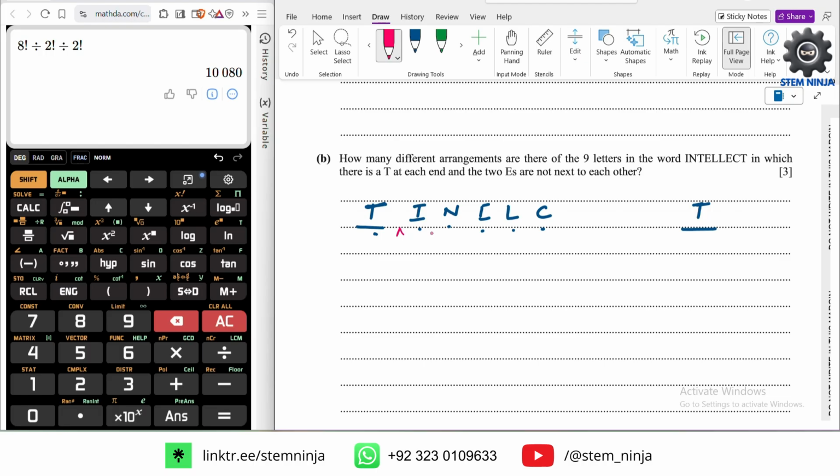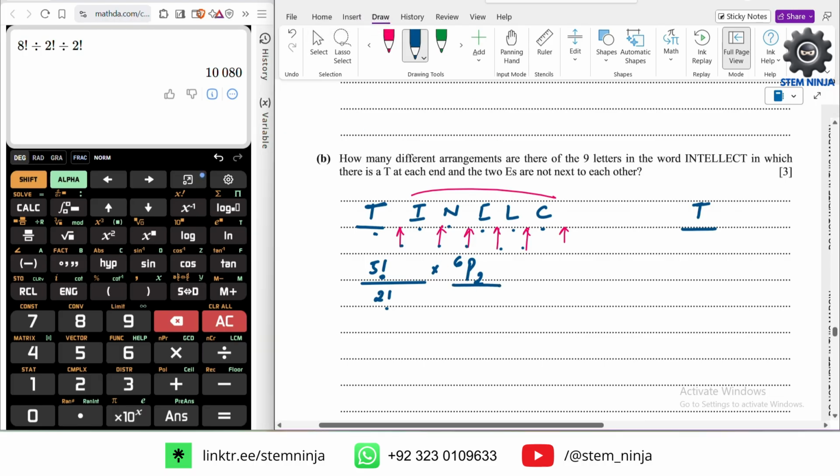So we can have E over here, E over here, E over here, E over here, E over here, and E over here. So these 5 will have different arrangements. 2 L's duplicate, times by 1, 2, 3, 4, 5, 6, 6P2 for two E's together. And remember, these are two identical, so we will divide them by 2 factorial.